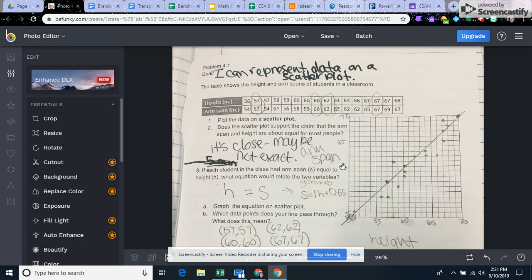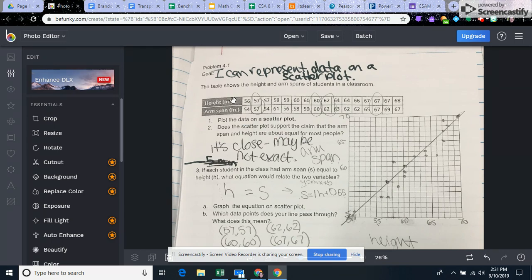Hi, as we are looking at the back of page 11, so 11b, our goal is that I can represent data on a scatter plot. So you'll see that the table shows the height and arm spans of students in the classroom. So this first row is the height, and the second row is the arm span. The first thing says plot the data on the scatter plot.